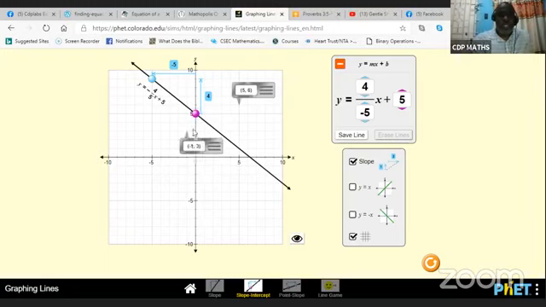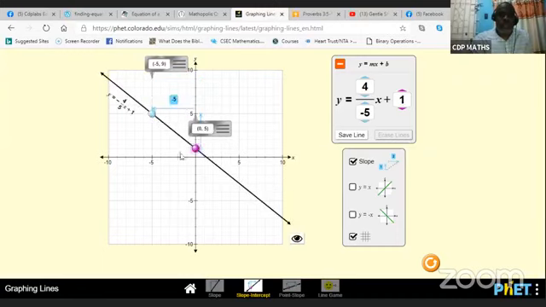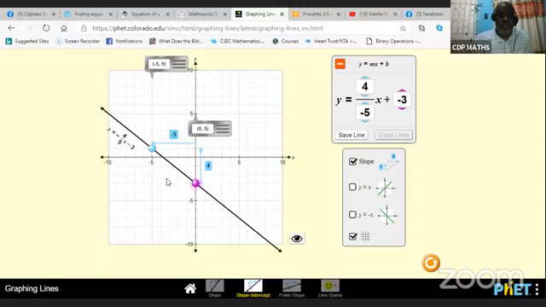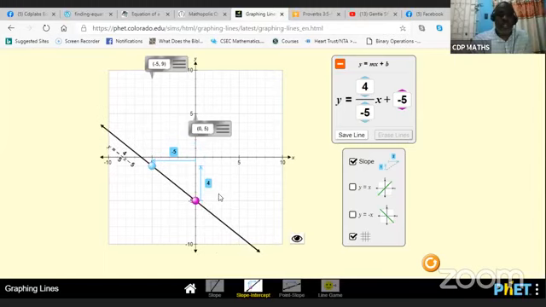So this is our point again. These are our points. Again, same gradient. What if we move it further down? Well, once it cuts across the y-axis, then this number changes. Good? All right? Cuts across the y-axis.